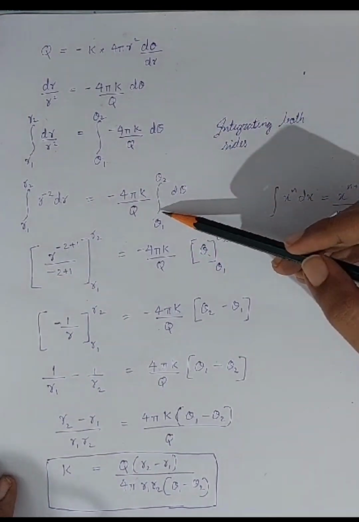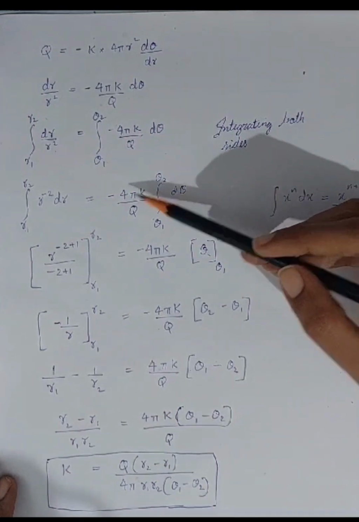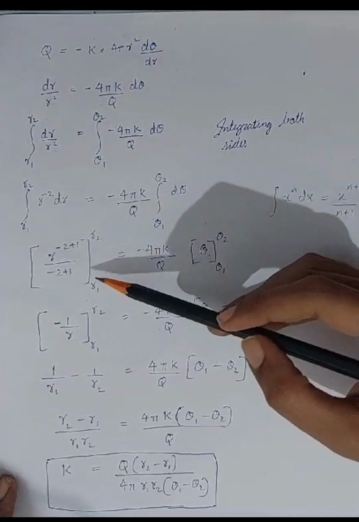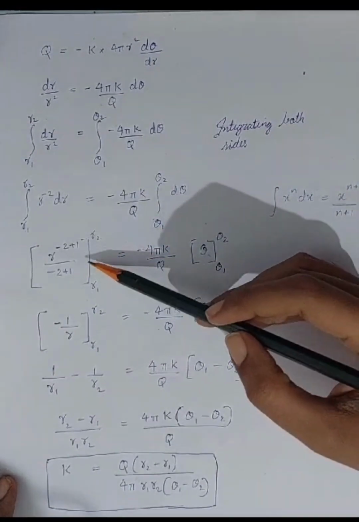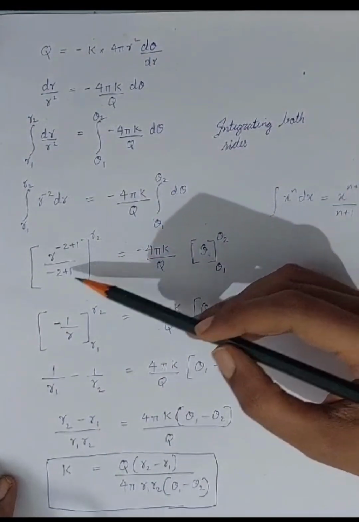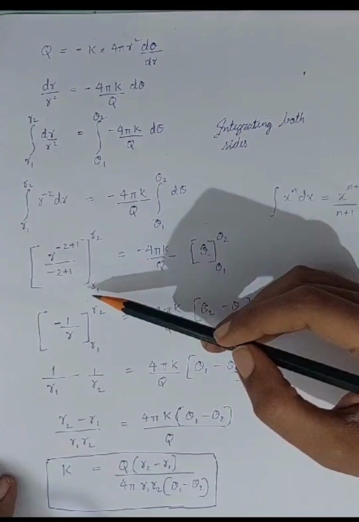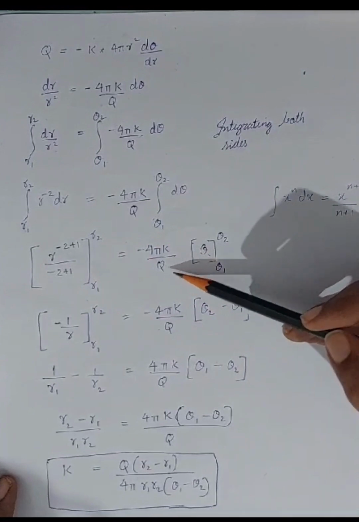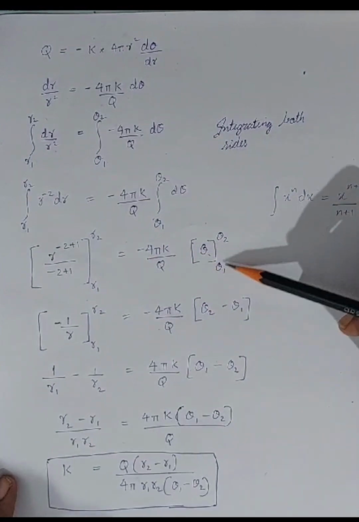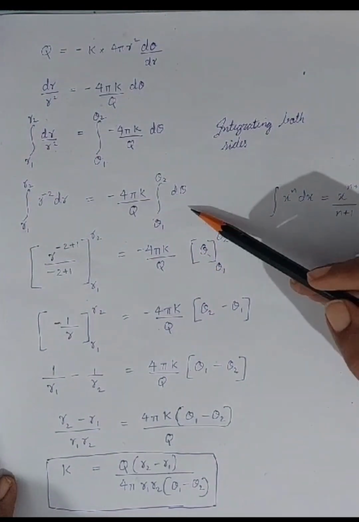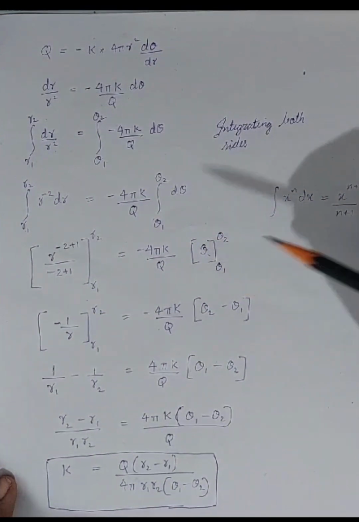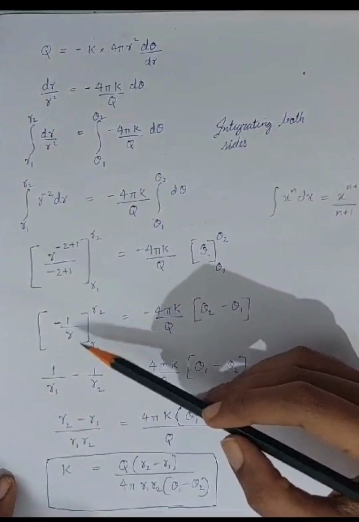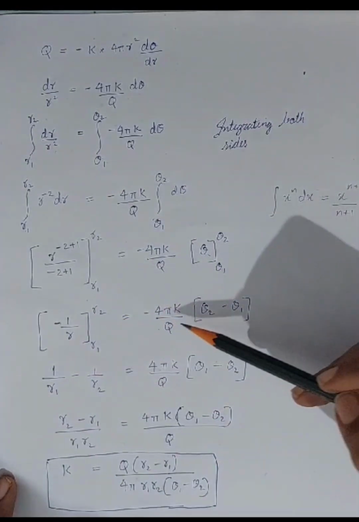And in here RHS we take out all the constants. Minus 4πK by Q comes out. And in the next step we are integrating. We get r raised to minus 2 plus 1 by minus 2 plus 1 within the limits r1 to r2. And here minus 4πK by Q times θ within the limits θ1 to θ2. Integral dθ is θ. And in the next step we get minus 1 by r within the limits r1 to r2.